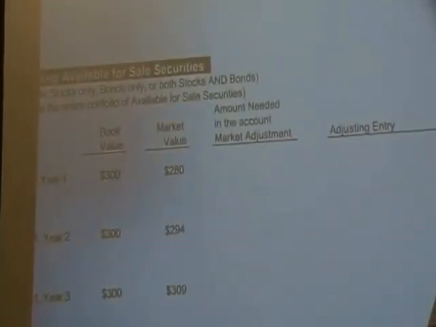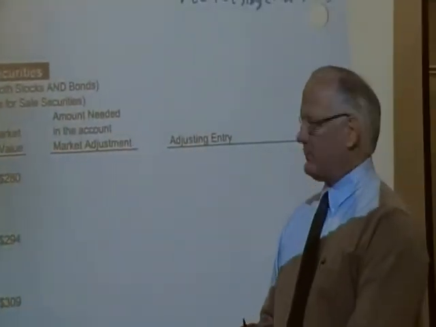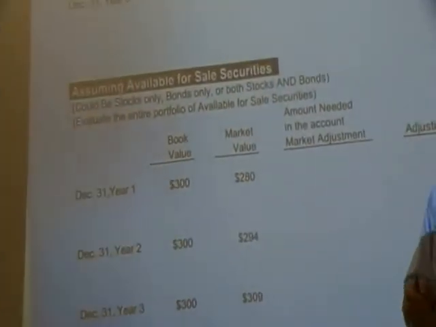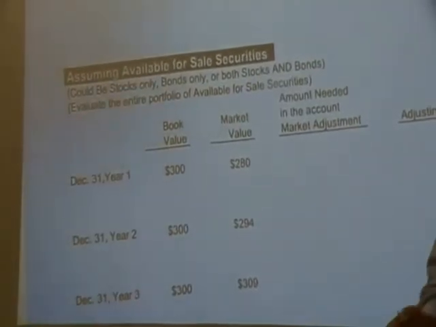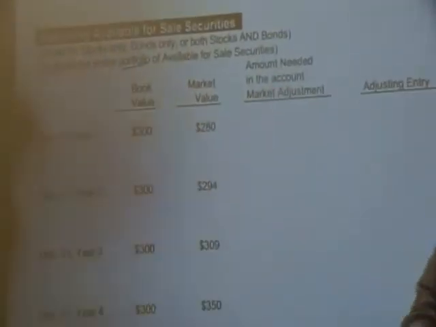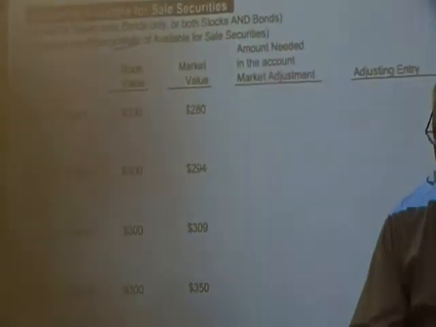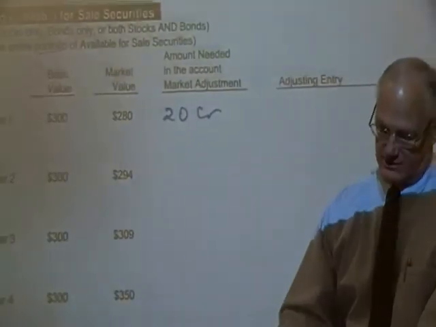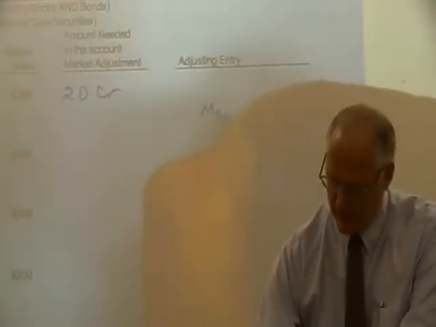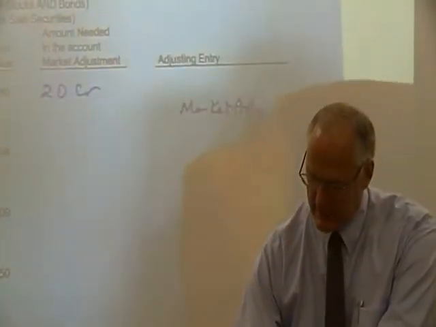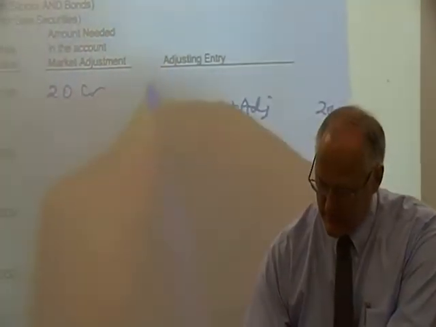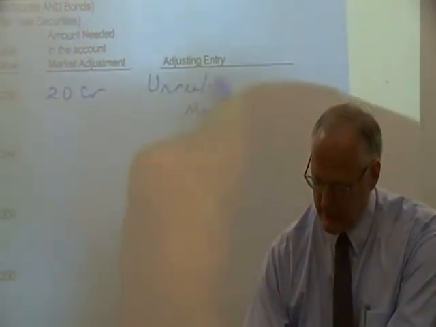Now available for sale securities, the calculations work basically the same, but the account titles will be slightly different. Again, even with available for sale securities, could be stocks, could be bonds, could be both. So we're assuming this is our whole portfolio of whatever we own. In the first year, book was 300, market's 280, same as up above, so we know that the market adjustment should be a $20 credit. And since this is our first year, we'll have to credit that market adjustment for $20 to get it established. And the debit then would have to be an unrealized loss.